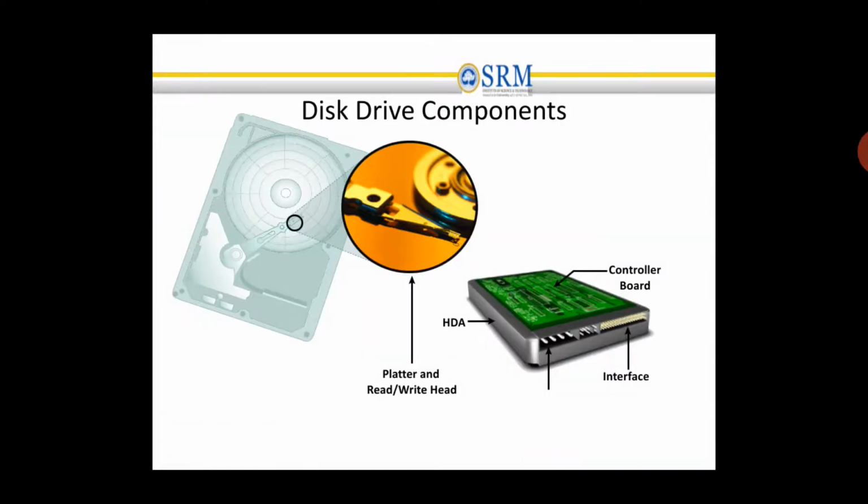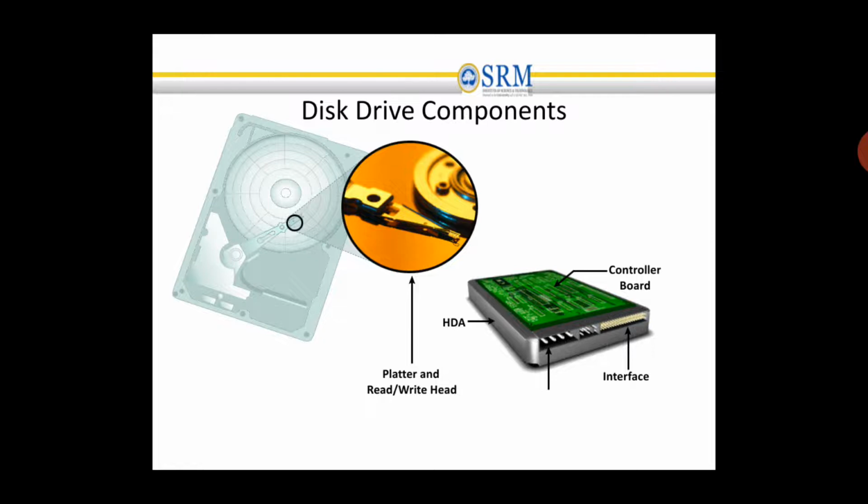What are the various types of disk drive components? First we'll have a brief look at that. The key components of a hard disk drive are platter, spindle, read-write head, actuator arm assembly and control board. These are the components shown in this diagram.